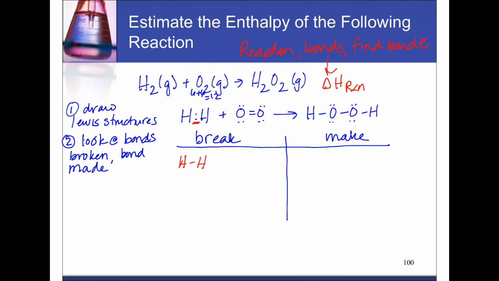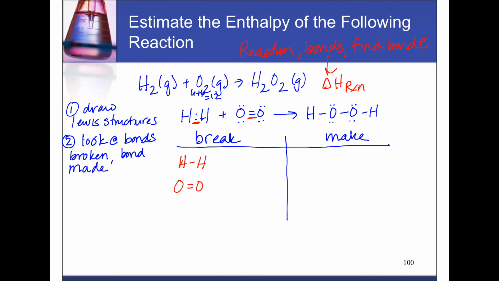And I also need to break an oxygen-oxygen double bond. There's usually two listings for oxygen-oxygen double bonds. It's because an oxygen-oxygen double bond that is just in an O2 molecule is different than when that's within a molecule. So we just need to make sure that we look up the right number there. But that's what I need to break.